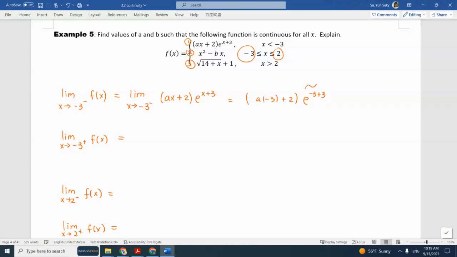Yes. What's e to the -3 plus 3? E to the 0 is 1. Right, everybody? So you see, this is -3a plus 2. Okay, we get this expression.